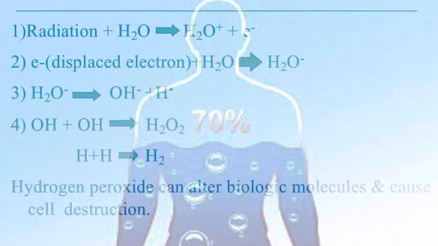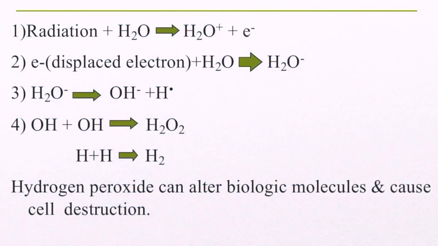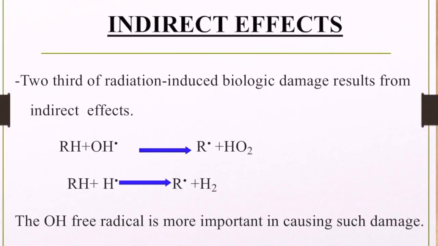So when radiation strikes on the water molecule, the molecule H2O releases one electron, and this displaced electron will go on further combining with the next set of water molecules, and there is finally a negatively charged H2O molecule which is produced, and this molecule is not stable, and this will further dissociate into hydroxyl ion and hydrogen ion, and this again is unstable, which will start combining with other hydroxyl and other hydrogen ions and thereby producing hydrogen peroxide and gas. Hydrogen peroxide alters the biological molecules and finally causes cell destruction.